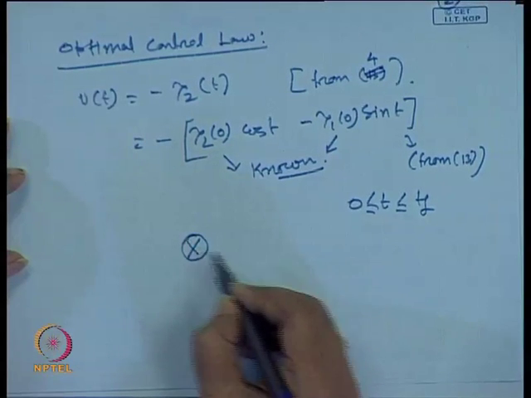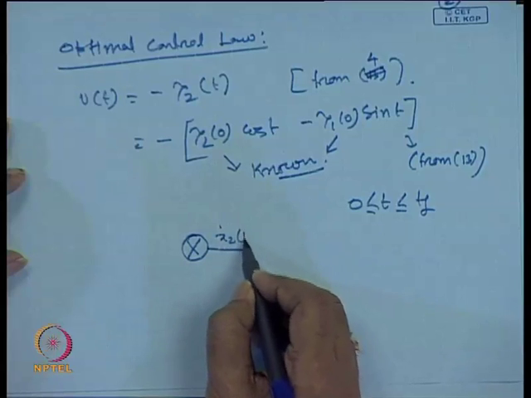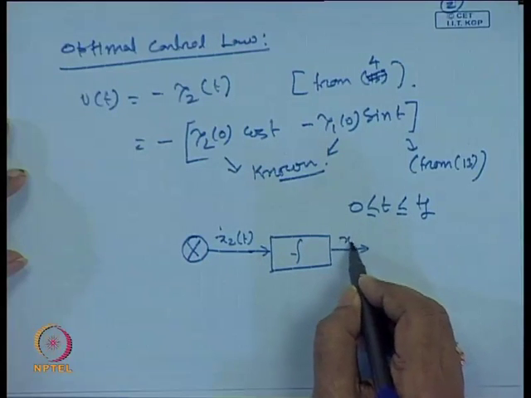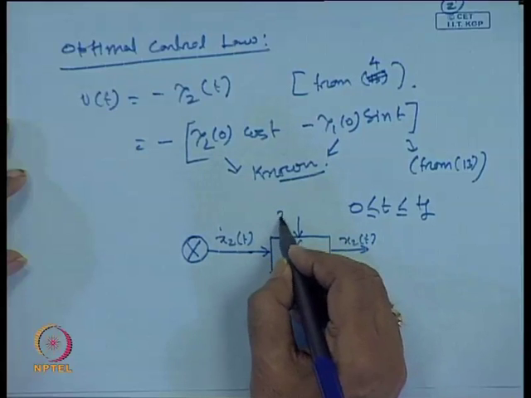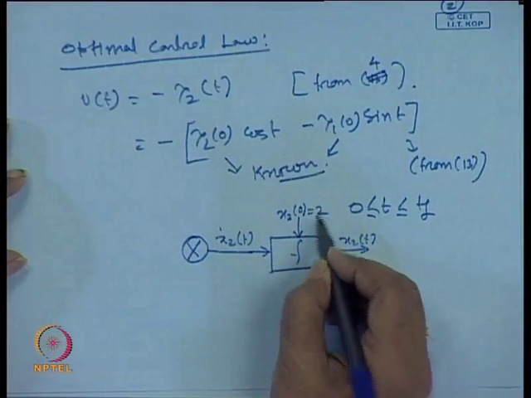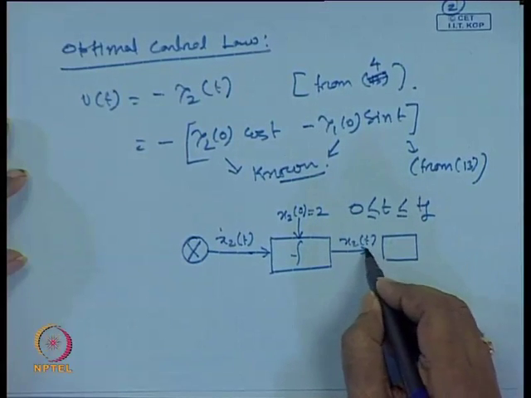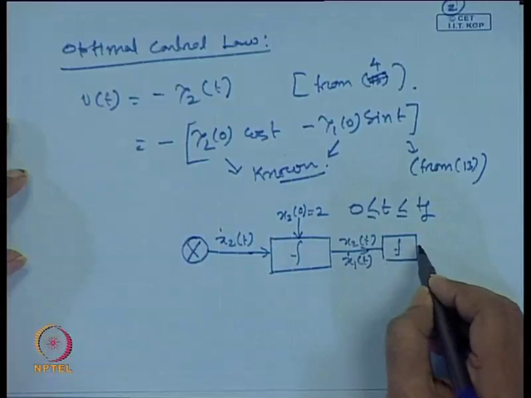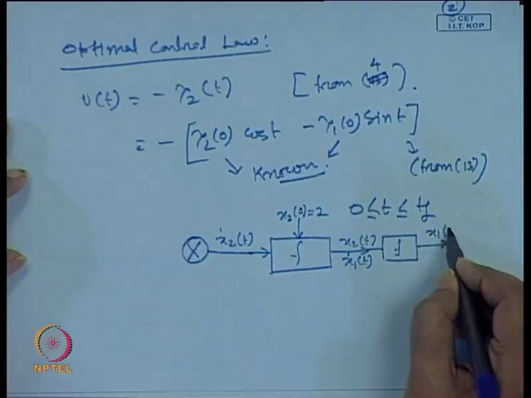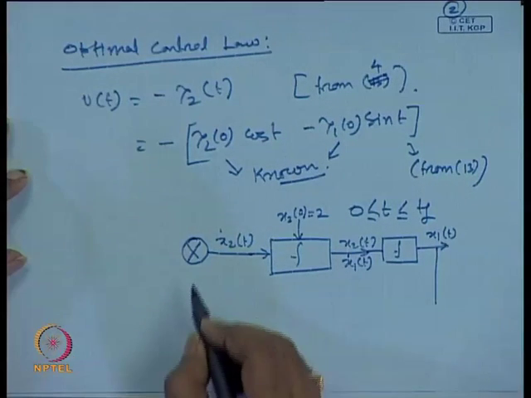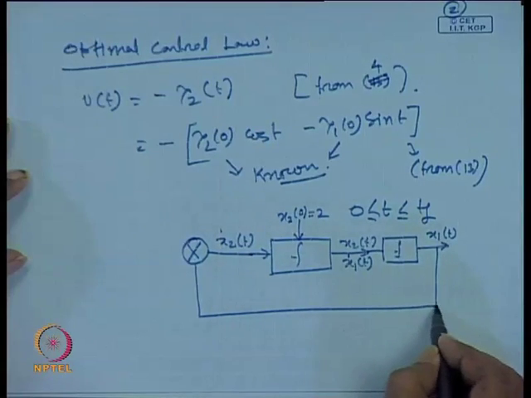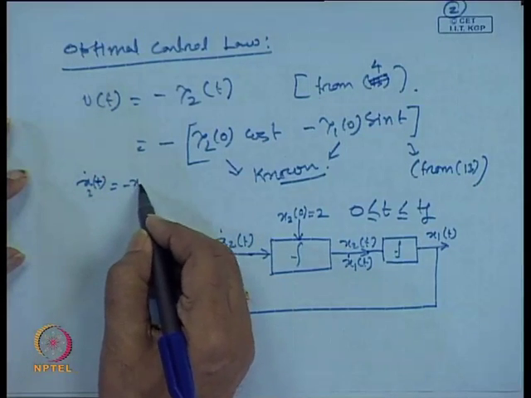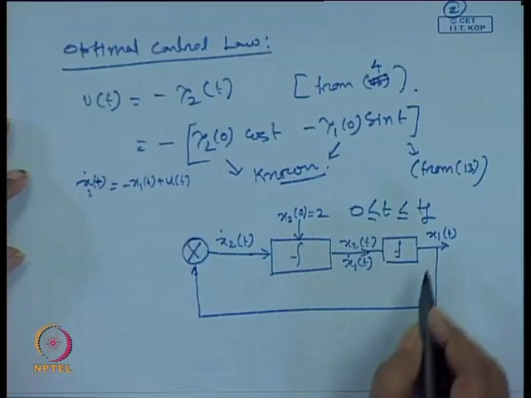We have our system x 2 dot of t, we have an integrator, the output of the integrator is x 2 of t, and this is the initial condition of x 2 of 0 is equal to 2. Then this x 2 is nothing but x 1 dot of t. X 1 dot of t is x 2 integrated to realize x 1 of t. Again, this output is coming to here. If you see our basic equation, x 2 dot is equal to minus x 1 of t plus u of t. So, minus x 1 of t.